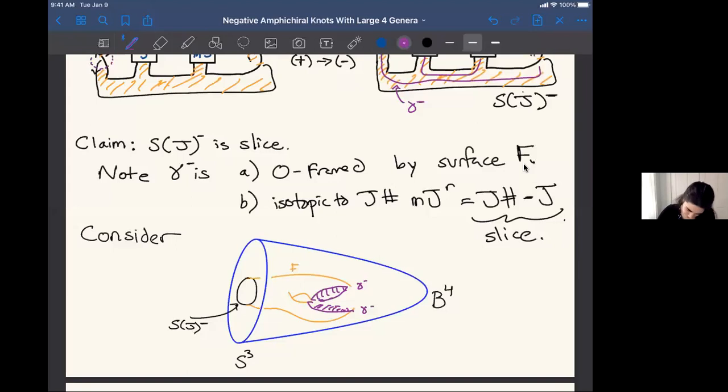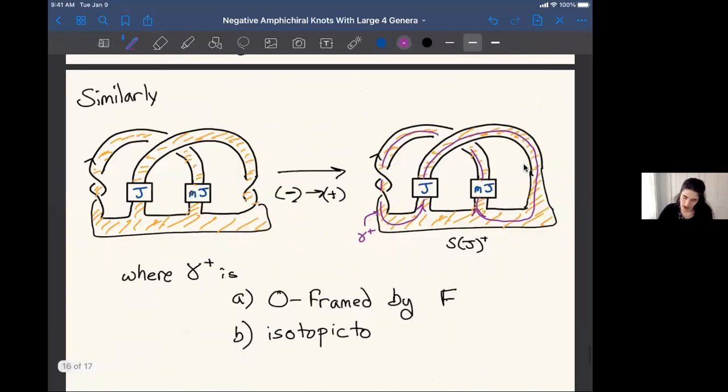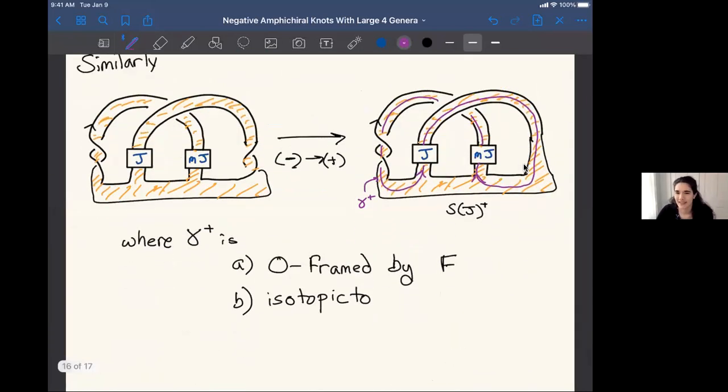Okay. So we actually don't need to prove that the negative to positive crossing also gives you a slice knot, because of the strongly negative amphichirality, we get that for free. But why not just take a look at it? It's a nice picture, and it tells you why I needed this condition of reversibility.